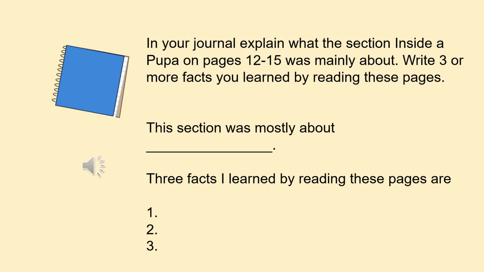In your journal, explain what the section inside a pupa on pages 12 to 15 was mainly about. Write 3 or more facts that you learned by reading these pages. So in your journal, I've given you a little template. You can write, this section was mostly about, and tell me what it was about, and then write 3 facts I learned by reading these pages are, and give me 1, 2, 3.